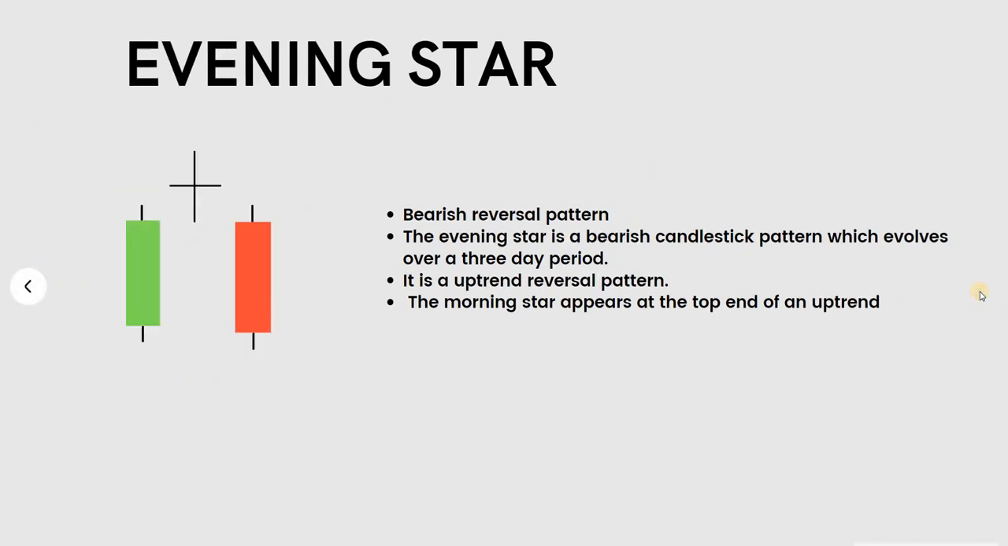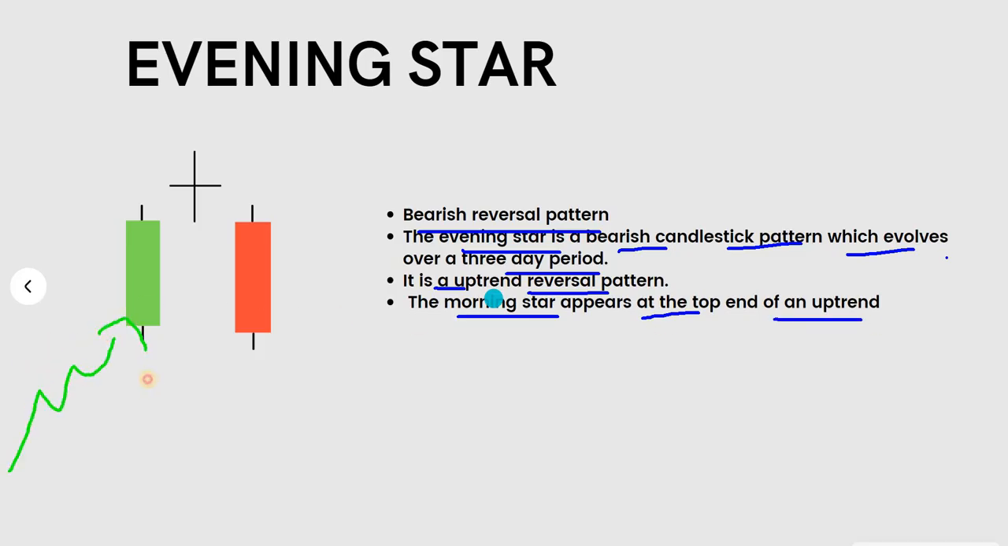The evening star is just the opposite of the morning star. If you read the description, it is a bearish reversal pattern. The evening star is a bearish candlestick pattern which evolves over a 3-day period. So it is an uptrend reversal pattern. The evening star appears at the top of an uptrend. So whenever the price is going up and you see an evening star, there is a higher chance that the price can go down from that level.